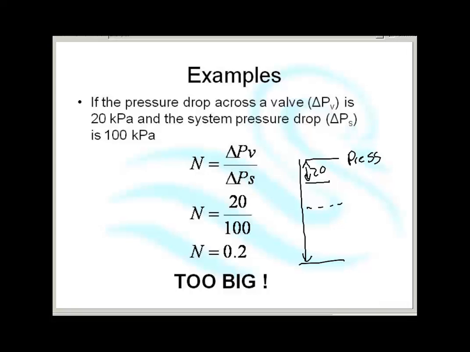Ideally, we need to drop half of the pressure across the valve. The ideal situation would be if 50 dropped across the valve and 50 dropped across everything else, which would give us an authority of 0.5. That would be the ideal situation.